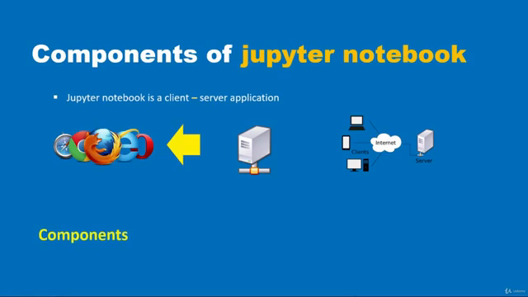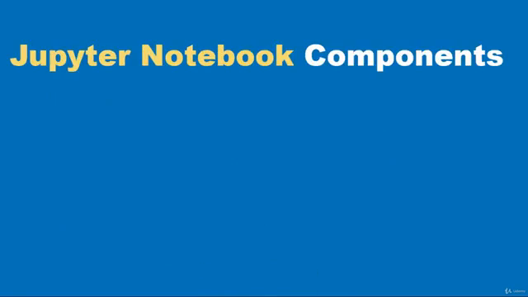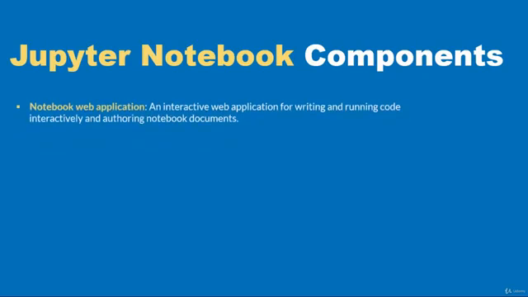The main components of the Jupyter Notebook include the Notebook web application. We also have the kernel, and then we have the Notebook documents. So let me give you a brief description of each of the components of the Jupyter Notebook. The first is the Notebook web application. This is basically an interactive web application that you can use to write and run your code interactively. You can also use it to author notebook documents.